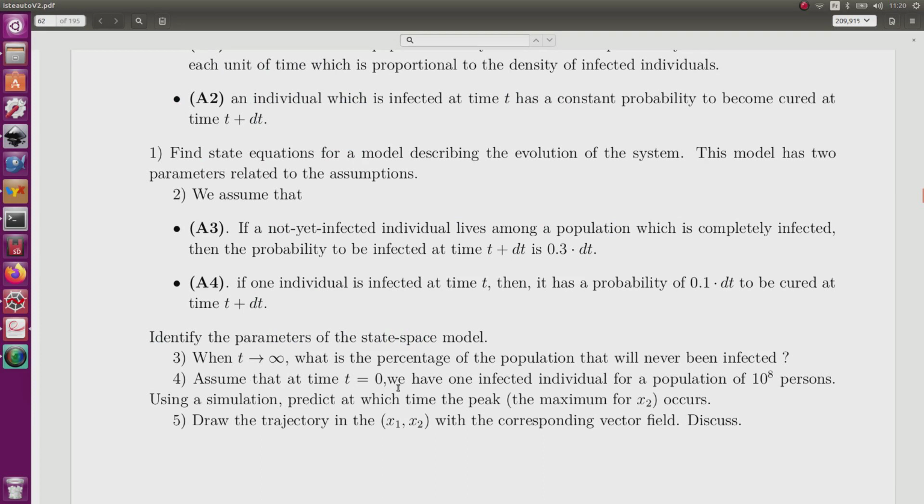Question number 4. We assume that at time t equals 0, we have only one infected individual for a population of 100 million. And we'll be able to predict from this initial population what we wanted to know at the previous question. We'll be able to know what is the percentage that will never be infected, but more than this, we'll be able to predict at which time the peak, I mean the maximum number of infected people, will occur.